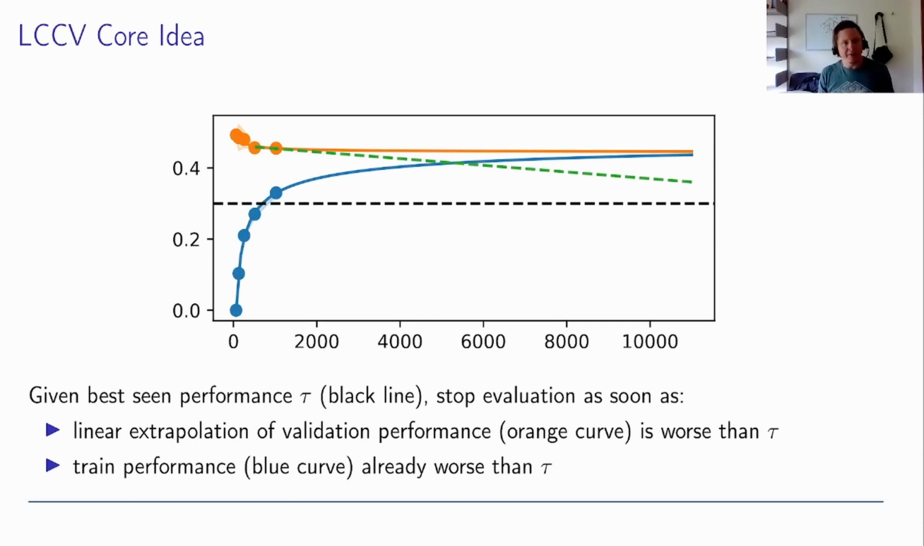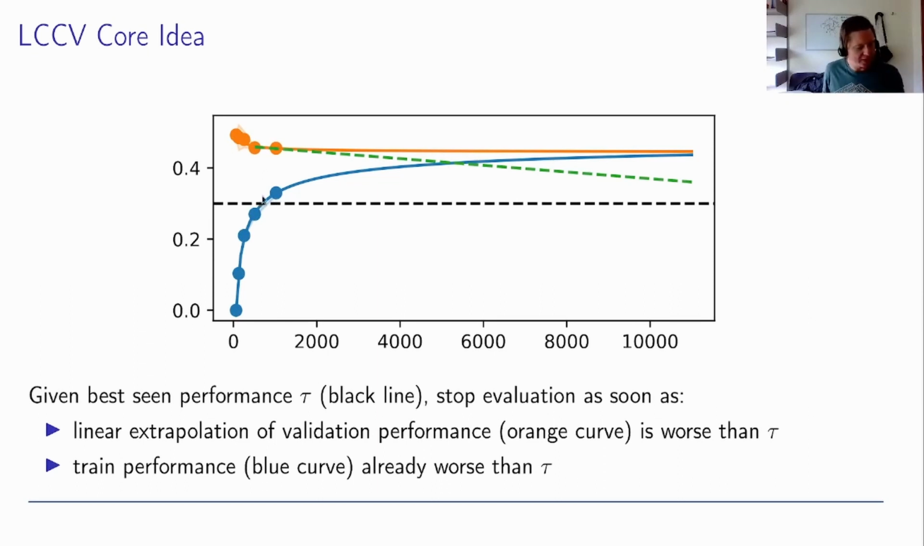If we look at the idea of LCCV in a figure, you can think of this as follows. We have observed, let's say, these blue and orange points here. The orange curve is the validation curve, and the blue curve is the training curve. And the black horizontal line is the threshold tau, which is the best performance of any pipeline we've seen so far. At one point during the construction of the learning curve, we have observed these concrete points, and now we can decide whether we should stop or continue with the process. In this concrete figure, we can see two reasons why we should stop evaluating the candidate, reject it and proceed to the next one.